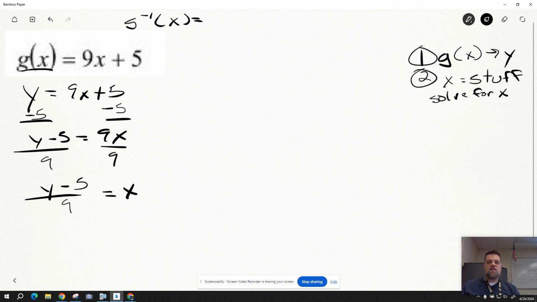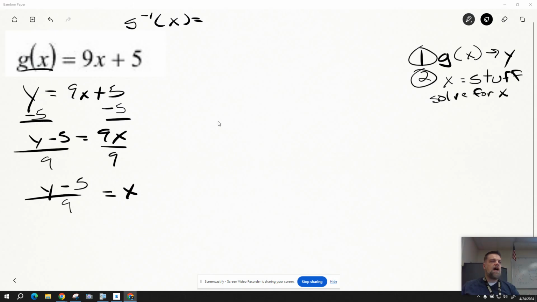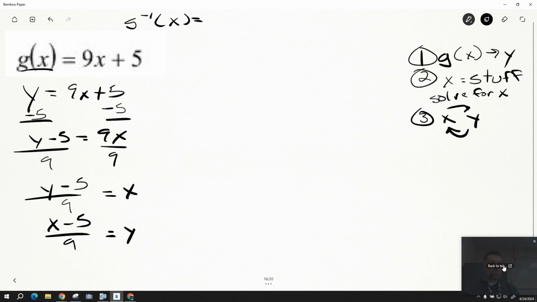The next step in that process would be to swap the x's and y's. So wherever you see an x, plug in a y for it. Wherever you see a y, plug in an x for it. So you get x minus 5 all over 9 equals y. And the last step is wherever there's a y, you plug in the inverse notation. So wherever there's a y, we would plug in g inverse of x.